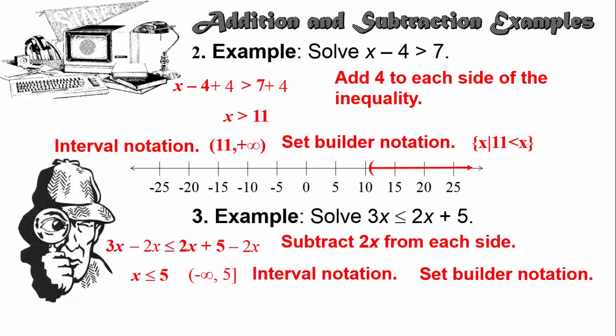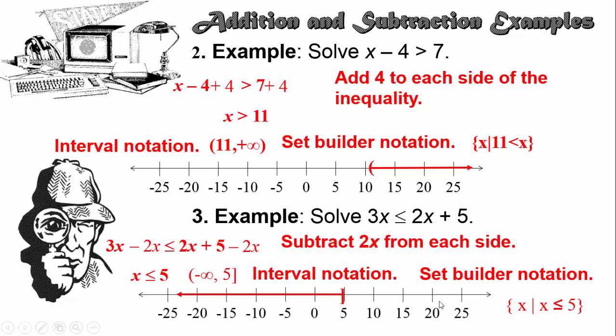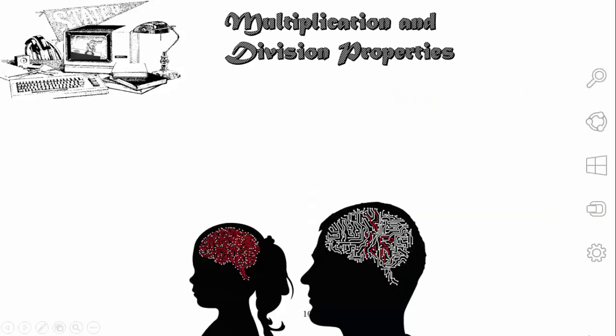In set builder notation, we write this as curly bracket x where x is less than or equal to 5, and we close the curly bracket. To graph this, we put the square bracket at the 5, but since the x is getting smaller and smaller, we place the arrow going left.